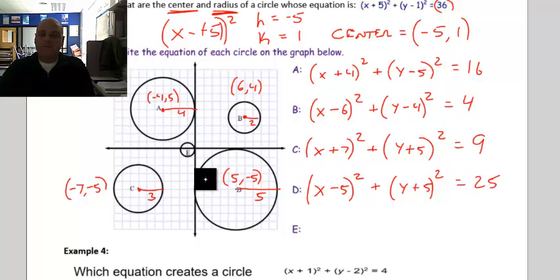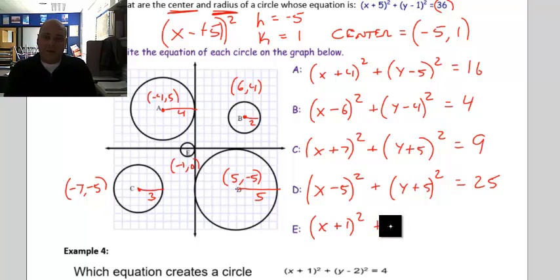And this last one here, E, well, that's at negative 1, 0. Negative 1, 0 with a radius of 1. So x plus 1 squared plus y minus 0. What's y minus 0? Well, y minus 0 is just y. So whenever it's a 0, you're just going to put the y squared, or if it's a 0 for the x, you put x squared, because it's really y minus 0. And then that's going to equal 1 squared, so that's going to be 1.